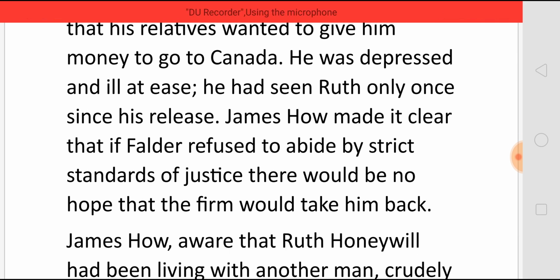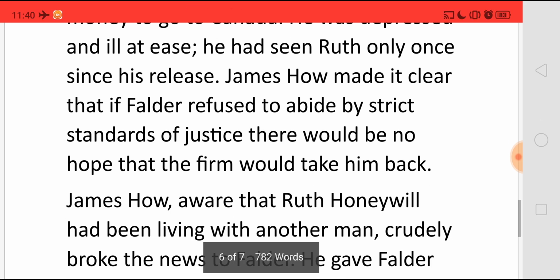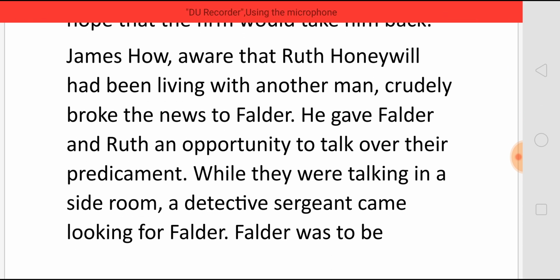And he says that he has seen Ruth only once since his release, and James How makes it very clear that if Falder refuses to abide by strict standards of justice, definitely the firm will not take him back. So they say that you should not have any contact with Ruth because anyway it seems to be an illegal affair, but Falder feels it is very difficult for him to be away from Ruth because he loves her so much. And James How says that Ruth Honeywell is anyway living with another man, and this news falls as crude news to Falder. And then he gives Falder and Ruth an opportunity to talk over their situation.